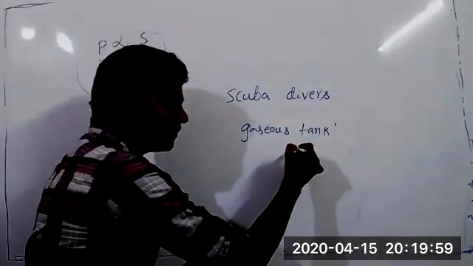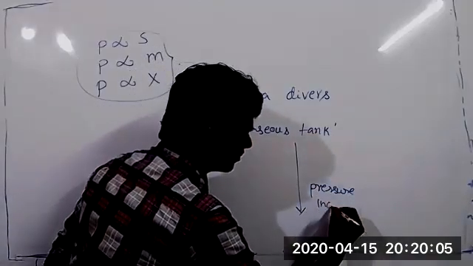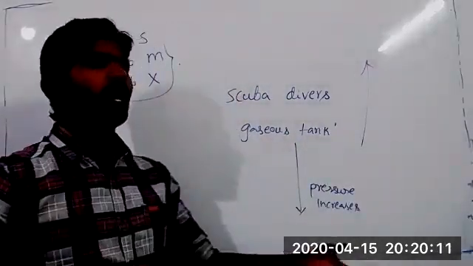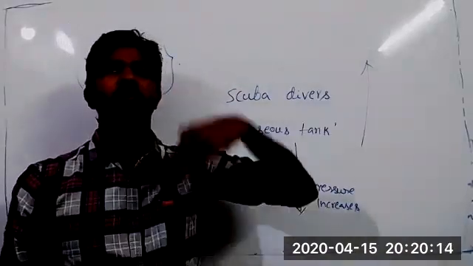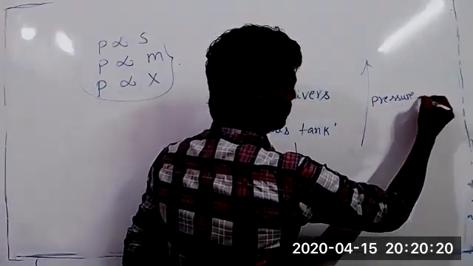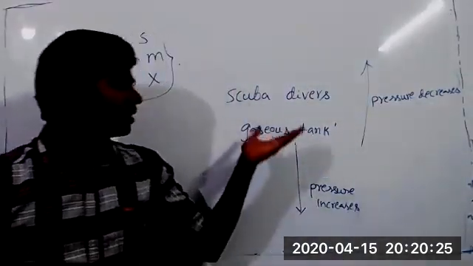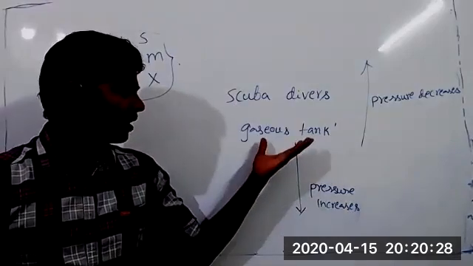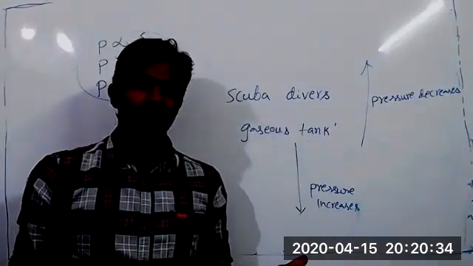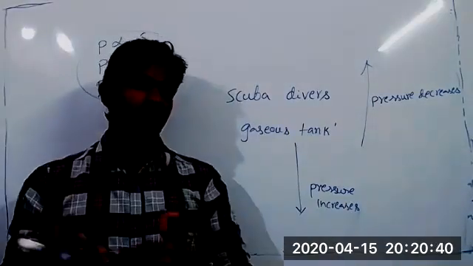I think you know, while going deep into the sea, pressure increases. While moving to higher altitude, I mean to hill areas, pressure decreases. Okay, listen. Suppose scuba divers go with a gas tank. Suppose the tank contains normal gas, the atmospheric gases we are breathing. Suppose scuba divers also go with the same gas.